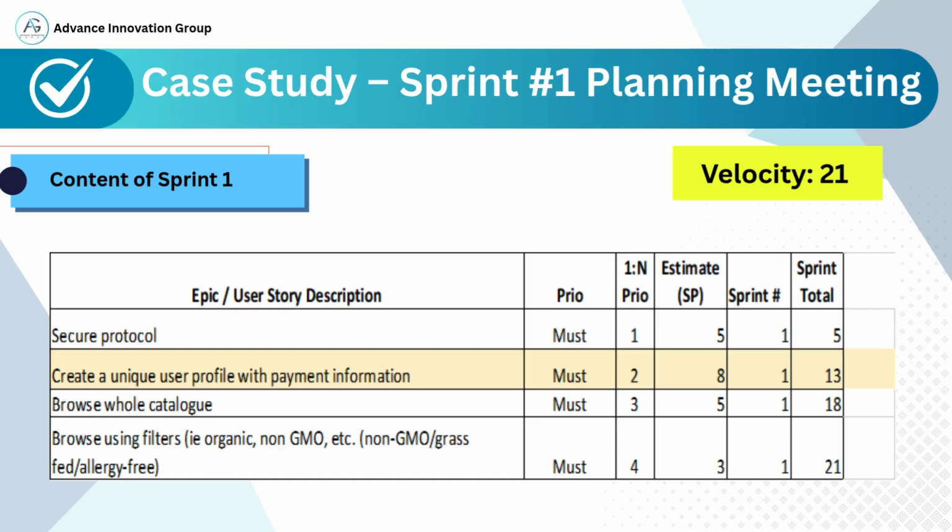Each user story has been mapped to Sprint Number 1, as seen in the last 2 columns, Sprint Number and Sprint Total. This approach ensures the team commits to a realistic workload, based on their velocity, while focusing on the most essential and high-value features for delivery.